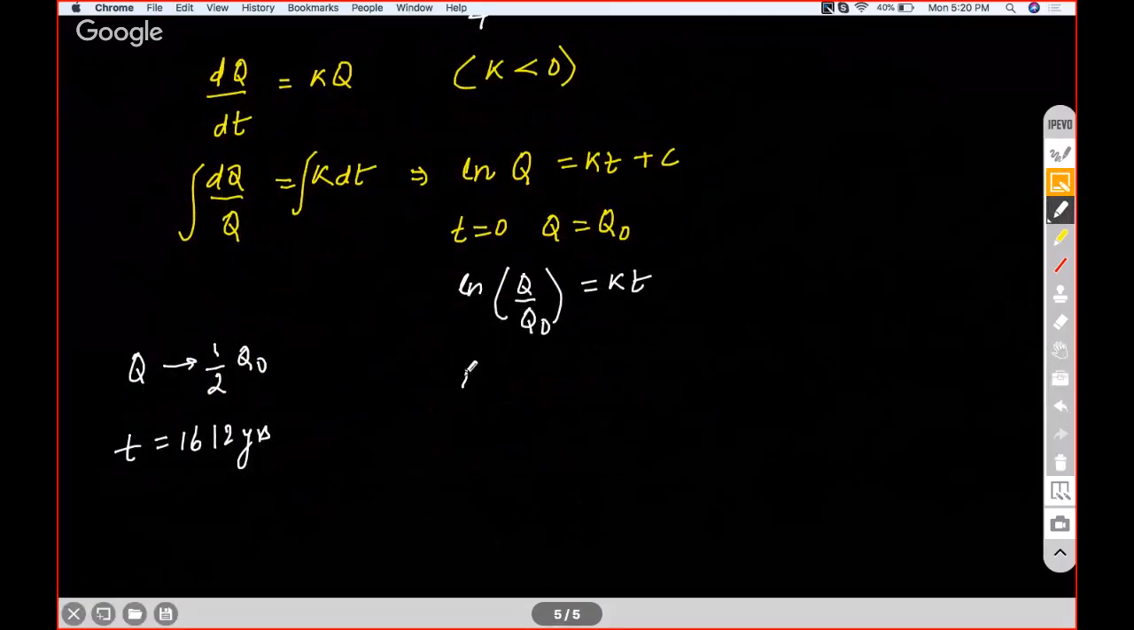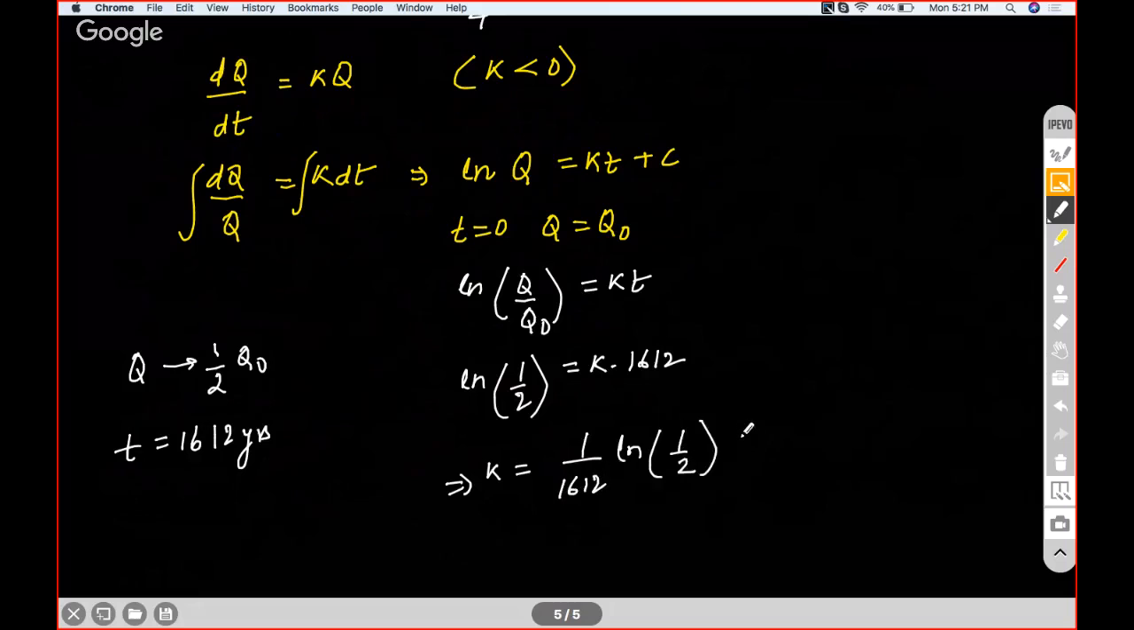So when I put that value over here, I get ln half as k times 1612. That means k becomes 1 upon 1612 times ln half. Now you yourself can see here that this would be a negative quantity. Just use your calculator, check what is the value for k. I think it should come out to be negative 0.00043. Just check on your calculator. Minus. Okay, I got minus 4.17. It shows.